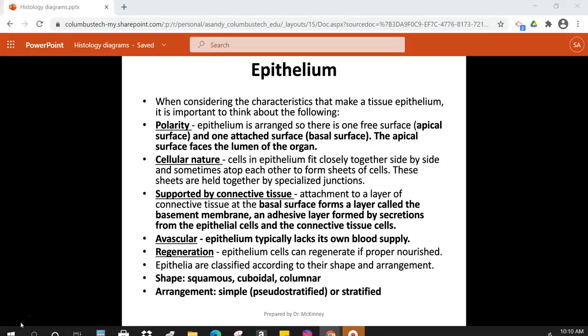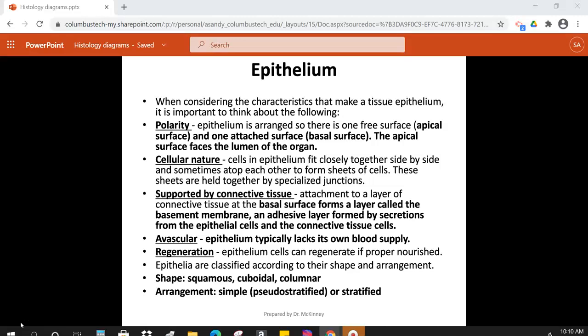In this video, we'll talk about epithelial tissue. So this is one of the four types of tissue that we see in the human body. Epithelial tissue is found all throughout the body, and there are going to be various functions associated with it. But there are some specific characteristics for epithelial tissue that I want to go over.